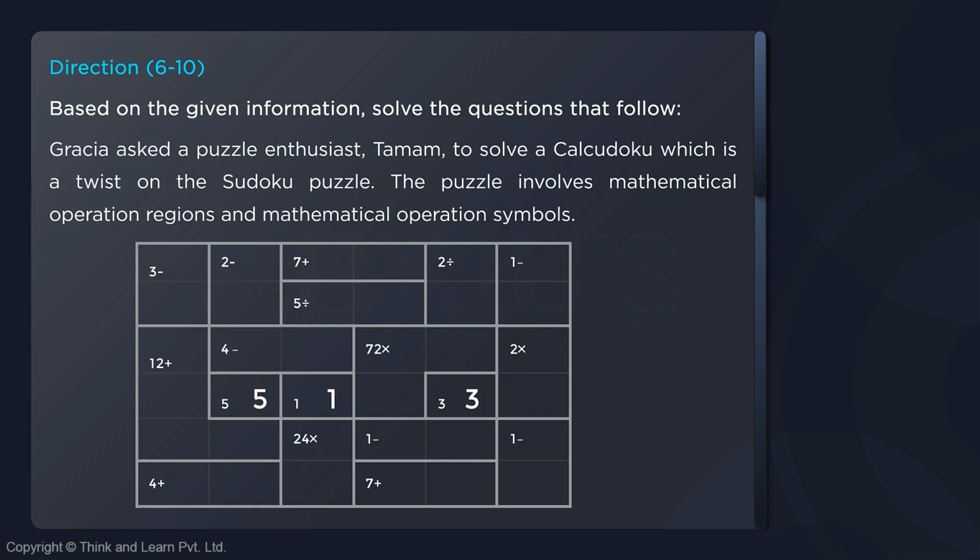Okay, to solve a calcudoku. Similar to Sudoku, calcudoku is a twist on the Sudoku puzzle. The puzzle involves mathematical operations, regions, and mathematical operation symbols. So you can see in this figure you have plus, divide, minus, right, multiply. Some dark squares, rectangles are there, and other squares or rectangles you can see.